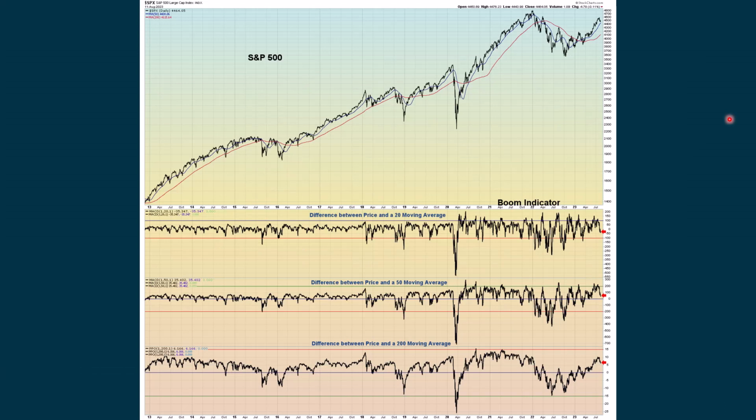I also have an indicator called the boom indicator. That's how far away price gets above or below a moving average. When we get far away, the moving average tends to act like a magnet or a rubber band and brings price back to it, whether it's above or below. I have a 20 period, a 50 period, and a 200 period study on this chart. The reason this is in the short-term category is because I mainly follow the 20 period moving average.